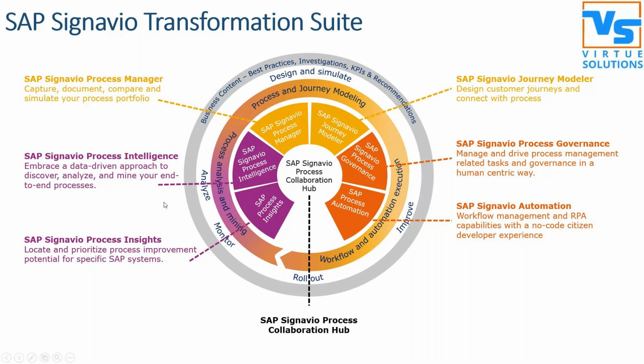Journey modeler is the same. In this one, we will cover at a high level how you can go and design. And then the process governance: whatever you are building on process manager, you are putting a governance structure in place so that whenever any changes happen, you have control over that. So these are the use cases for each and every module and how it is used in real-time scenarios.